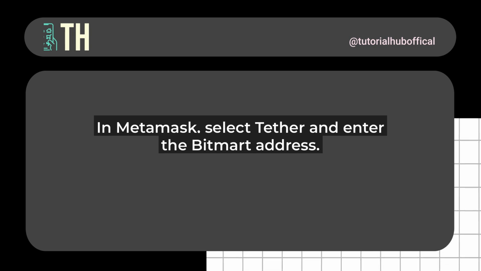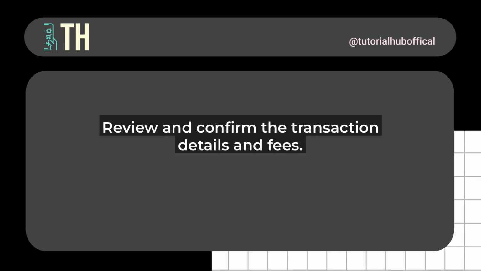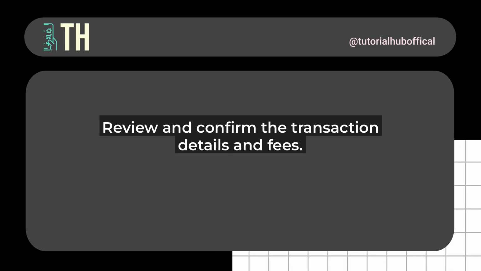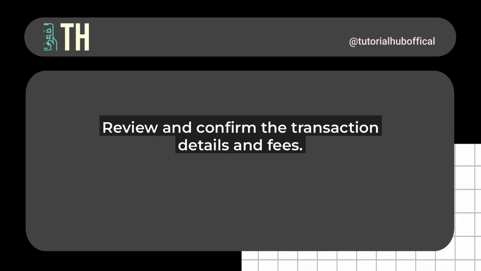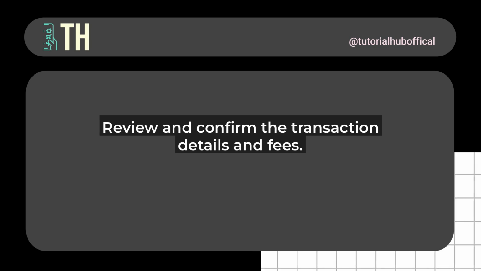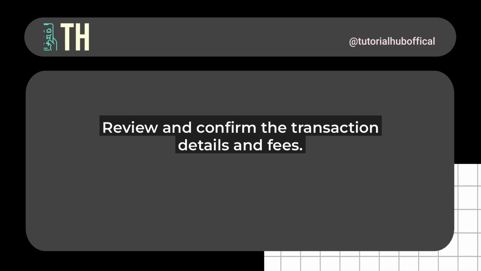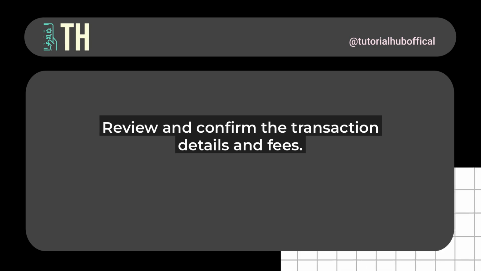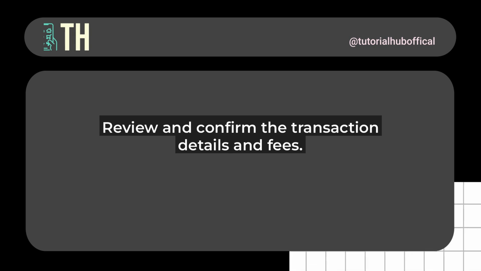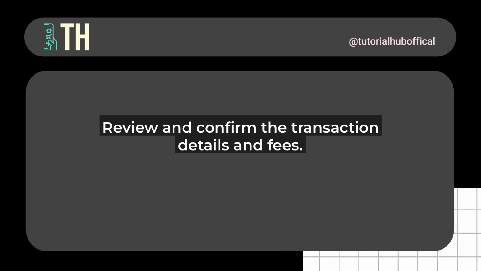Now, switch back to Metamask. Click on the Tether token in your wallet, then hit Send. Paste the Bitmart deposit address into the recipient field, enter the amount you want to withdraw, and review the transaction details, including gas fees. Before you confirm, take a moment to verify everything.